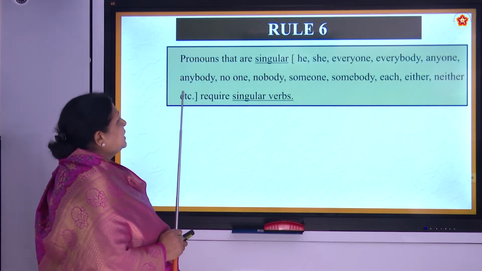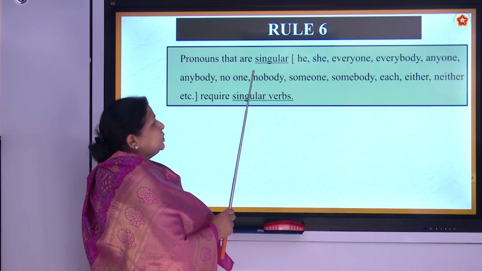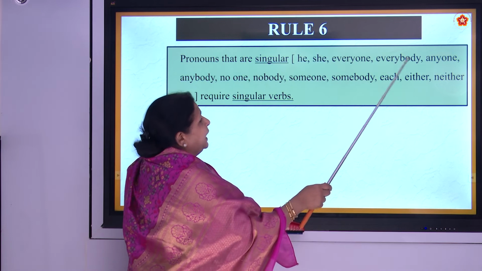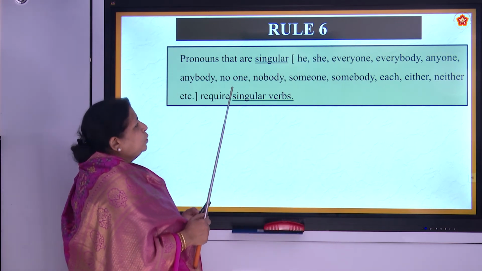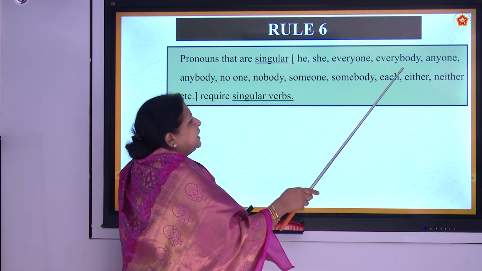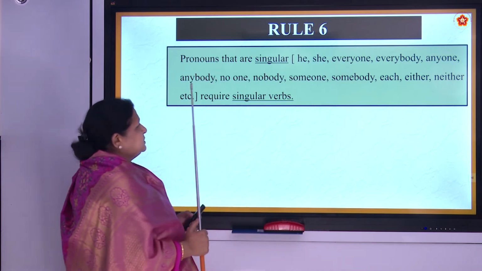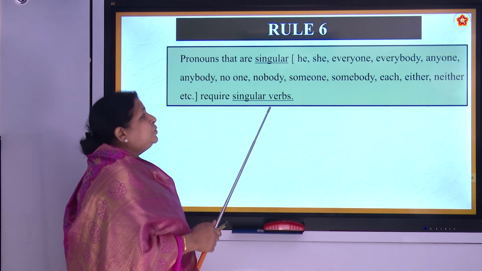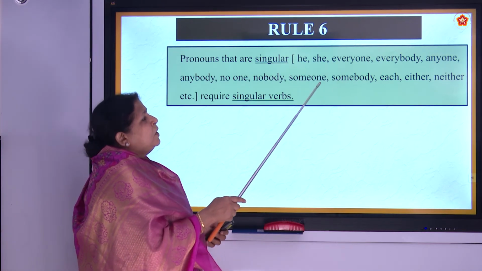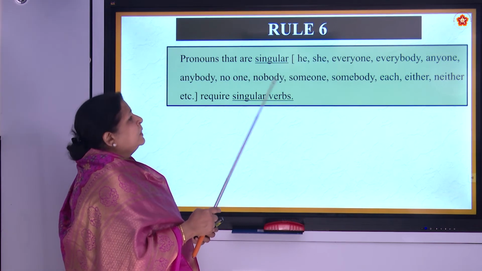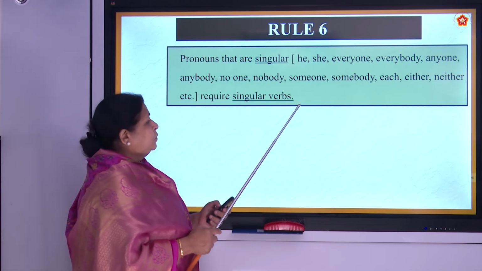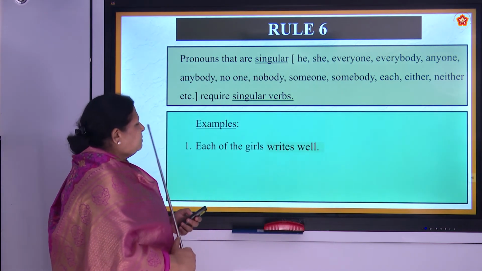Now the sixth rule says pronouns that are singular, that is he, she, everyone, everybody, anyone, anybody, no one, nobody, someone, somebody, each, either, neither, etc. require only singular verbs. So all these are singular, so they require only singular verbs. Now let us see with examples to understand better.